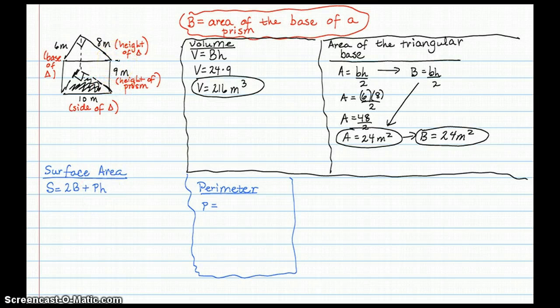So go ahead and try that on your own. You'll have to calculate the perimeter of the triangle, and then you'll multiply that by the height, and then turn it back on as soon as you've got that answer.